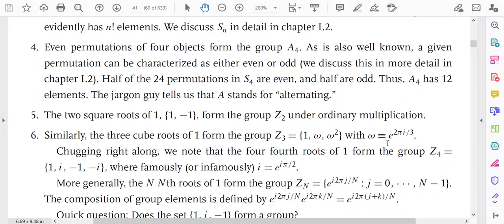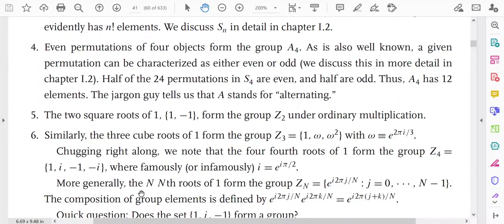Similarly, there are four fourth roots of 1. These four fourth roots of 1 also form a group known as Z4. So the Z4 group consists of the elements 1, i, minus 1 and minus i, where i is equal to e to the power i pi by 2. We know this expression. So far we have discussed the Z2 group, Z3 group and Z4 group.